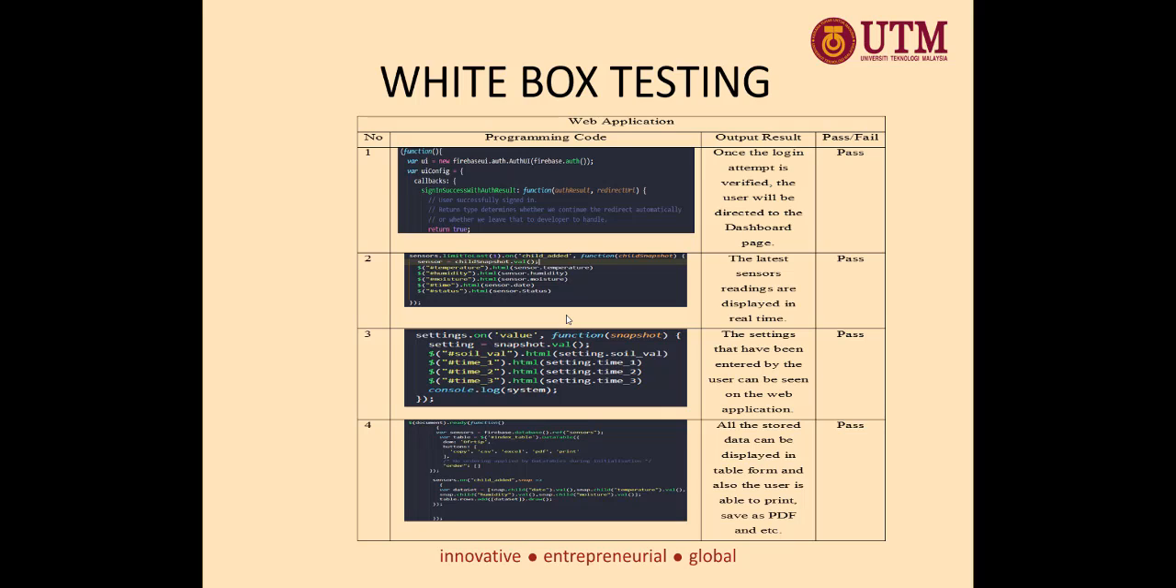The third one is the settings function, to submit the new settings by the user into the database, and the output result is yes, the settings that have been entered by the user can be seen on the web application. And lastly, the function to display the table of report. All the stored data can be displayed in table form, and the user is able to print, save as PDF and Excel, as well as copy the table.